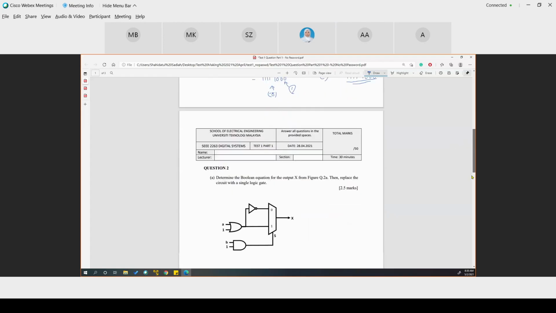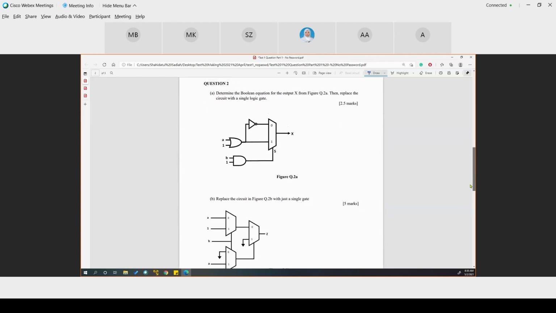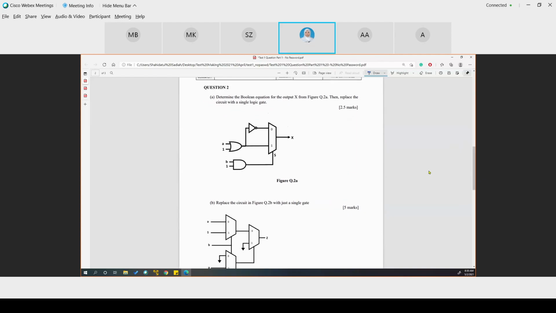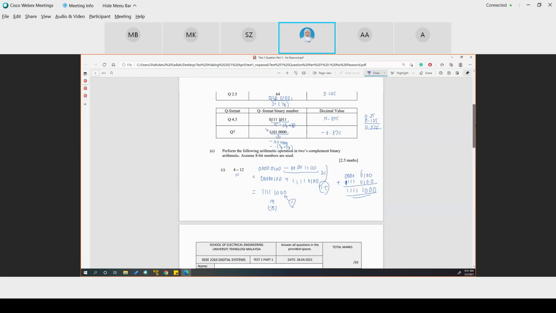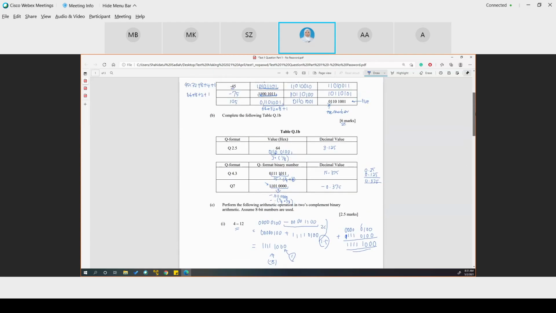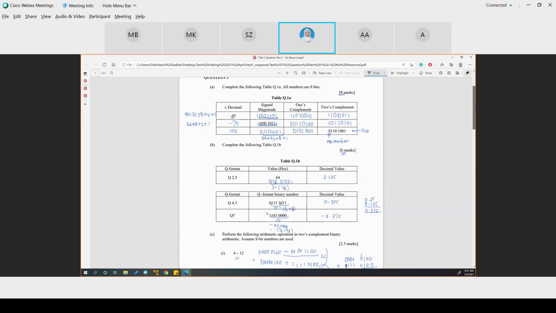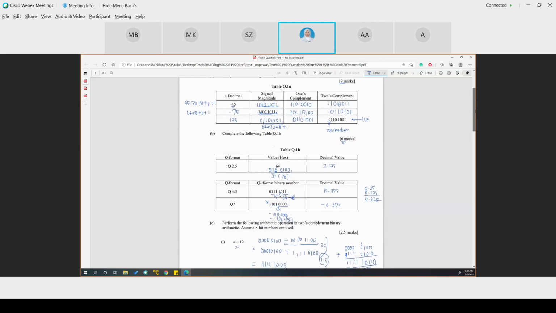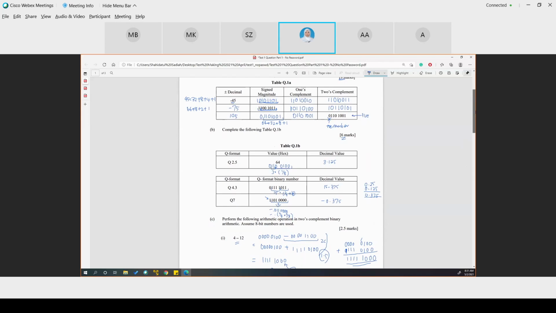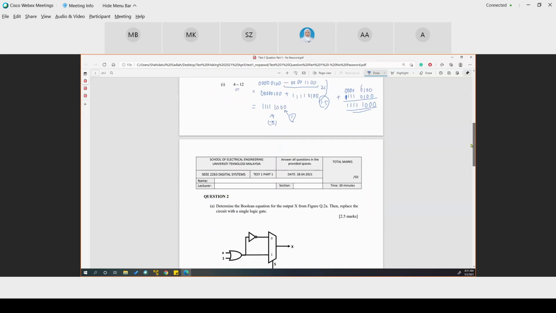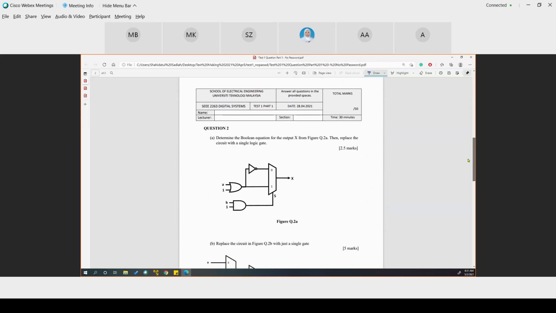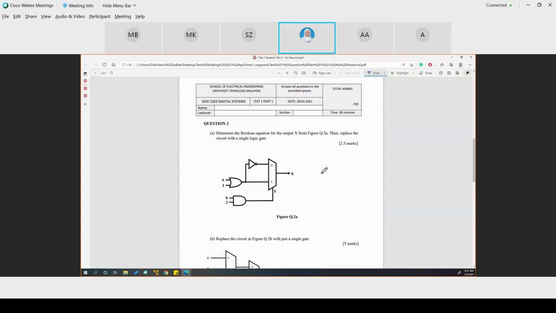Okay. Moving on to the next question. Determine the Boolean. Do you need to screenshot the first one? Or you already have? One? No? All right. Okay. Moving on.